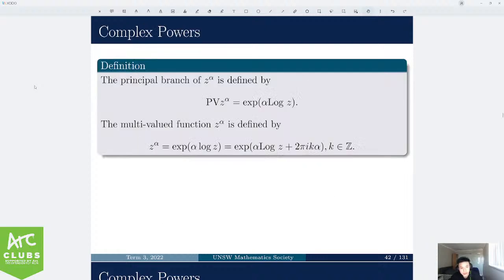Alright. Next part is going to be on the complex powers, and I'm now going to be handing this over to the second part, which is done by Ronald.